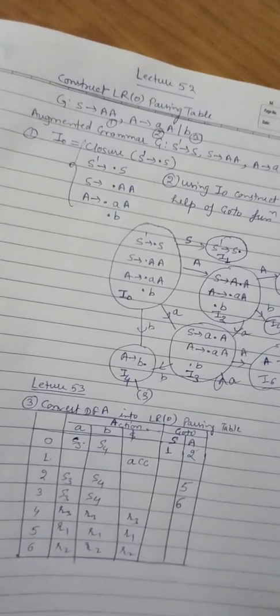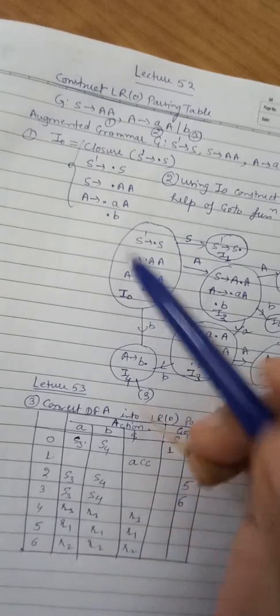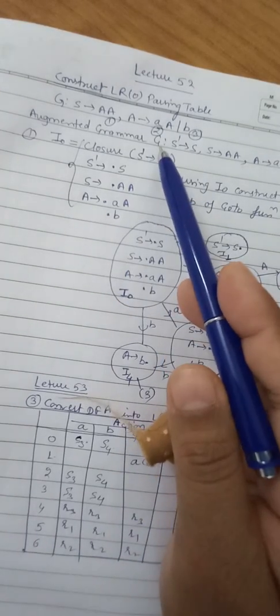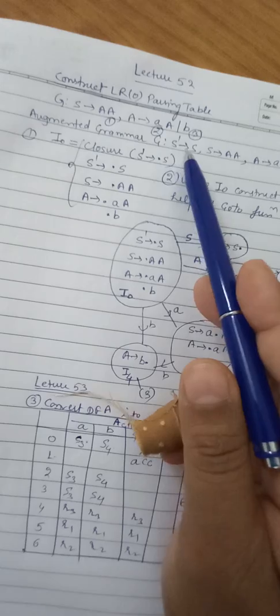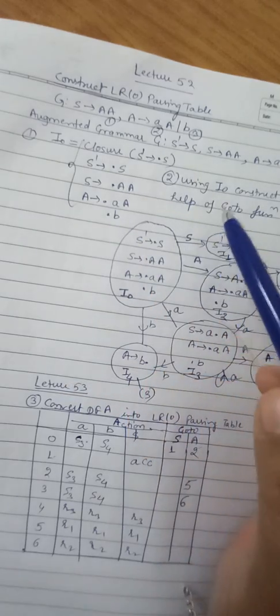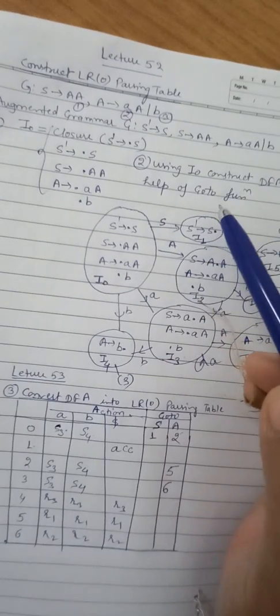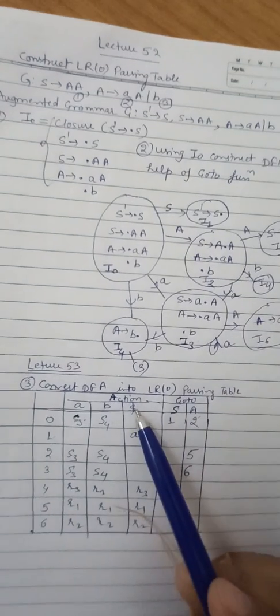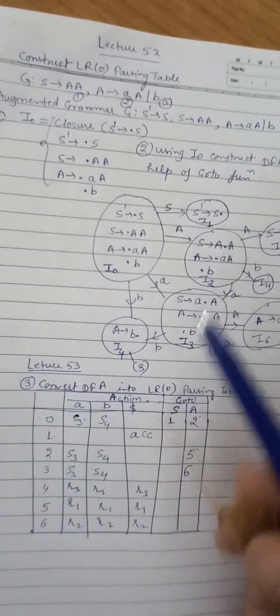So in that way, we can make LR0 parsing table from a grammar in three steps. First, we calculate augmented grammar, then we calculate closure, then we calculate the DFA with Goto function. After that, we can make the table from that DFA.